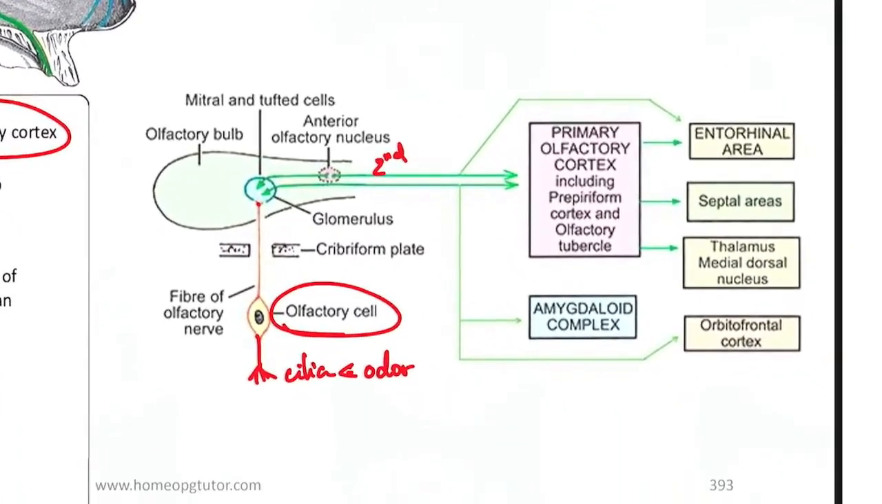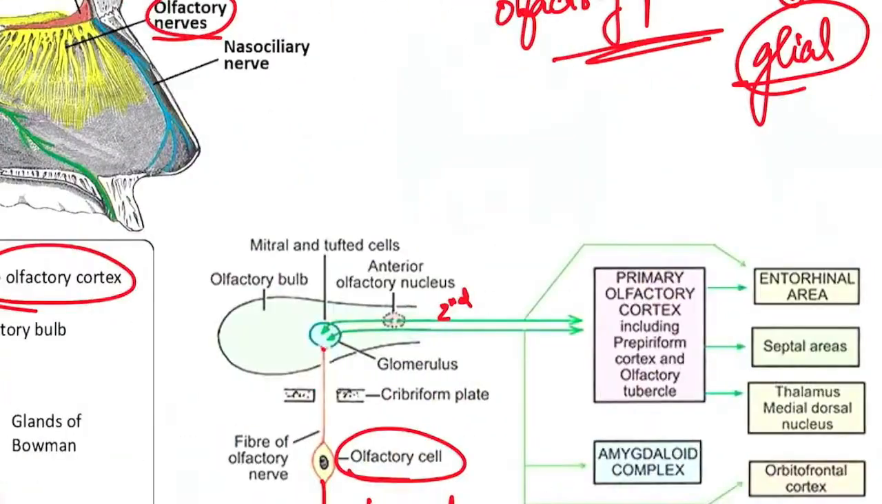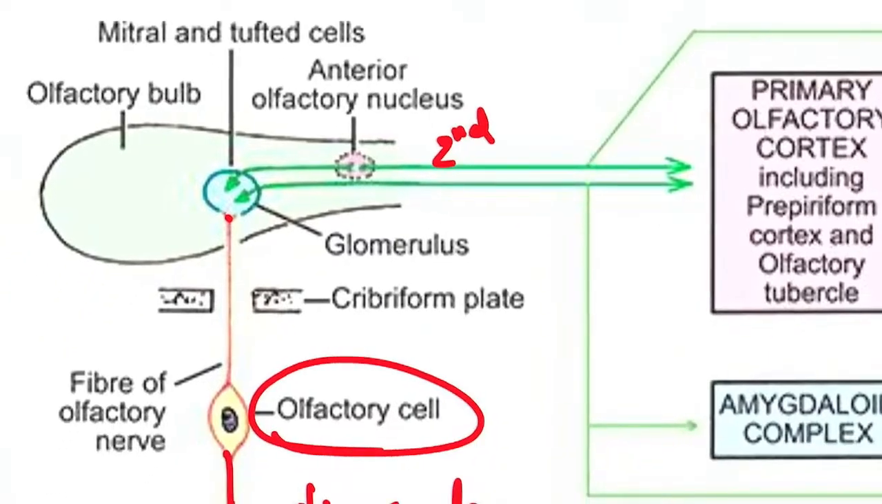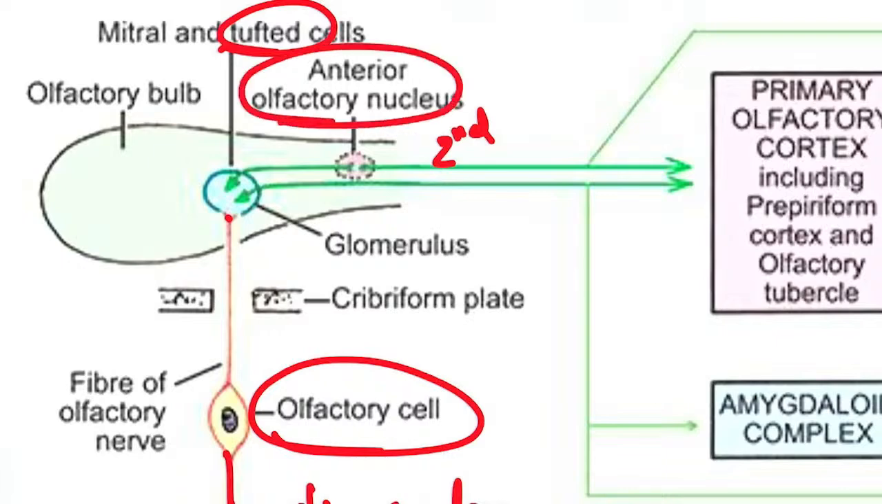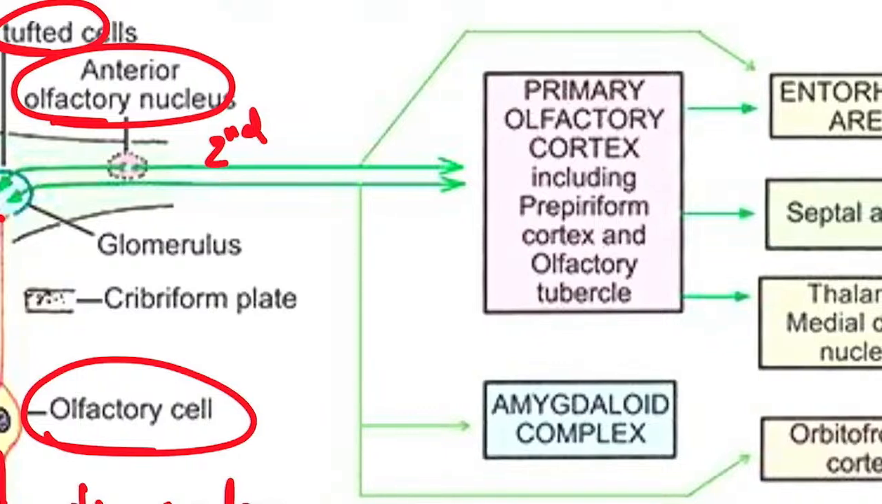Fine. So from there, the next portion of the olfactory tract occurs. Till here we studied till the mitral cells. Mitral cells are also called tufted cells. From this olfactory bulb, the second order neuron starts, and one more synapse occurs in the anterior olfactory nucleus. Then it transfers into the cortex. That goes into the primary olfactory cortex and olfactory tubercle and other stuff.